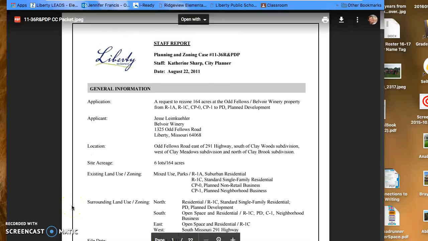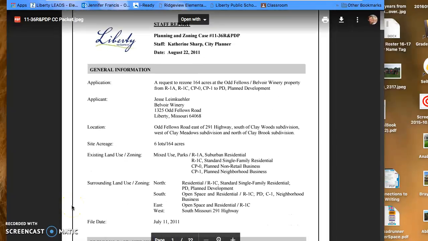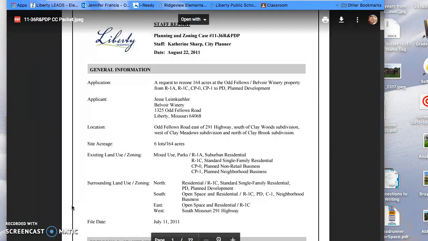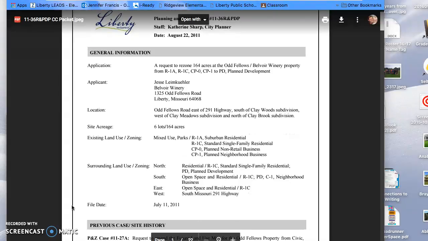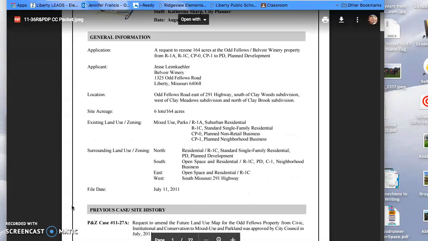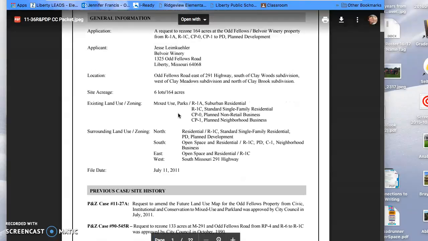We thought it would be helpful if you saw an example of an actual proposal that was put forth. And this proposal is specific to the property that you will be designing your model around. So it's actually the Oddfellows property, and you'll see the physical address here, how many acres, it's 164 acres. And then the actual zoning right now, and it looks like it's zoned for suburban residential, single family residential, non-retail business, and then planned neighborhood business.